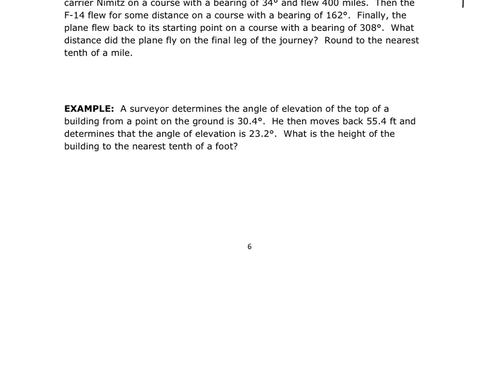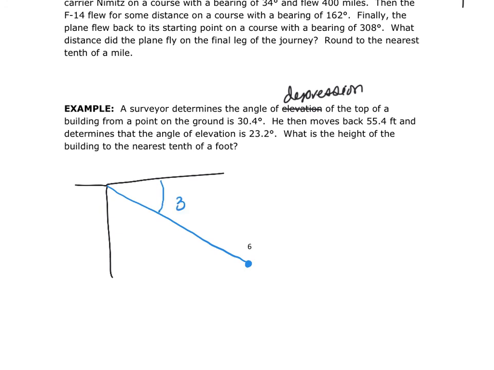All right. Let's take a look at this one. This is our last example. A survey determines the angle of elevation from the top of a building from a point on the ground is 34 degrees. So you're standing right here, and the angle of elevation from the top of a building to the point on the ground, and that should be the angle of depression, by the way, because you're looking down, is 34 degrees. So here's the point on the ground. This is 34 degrees, okay? So then this is 34 degrees by alternating interior angles.